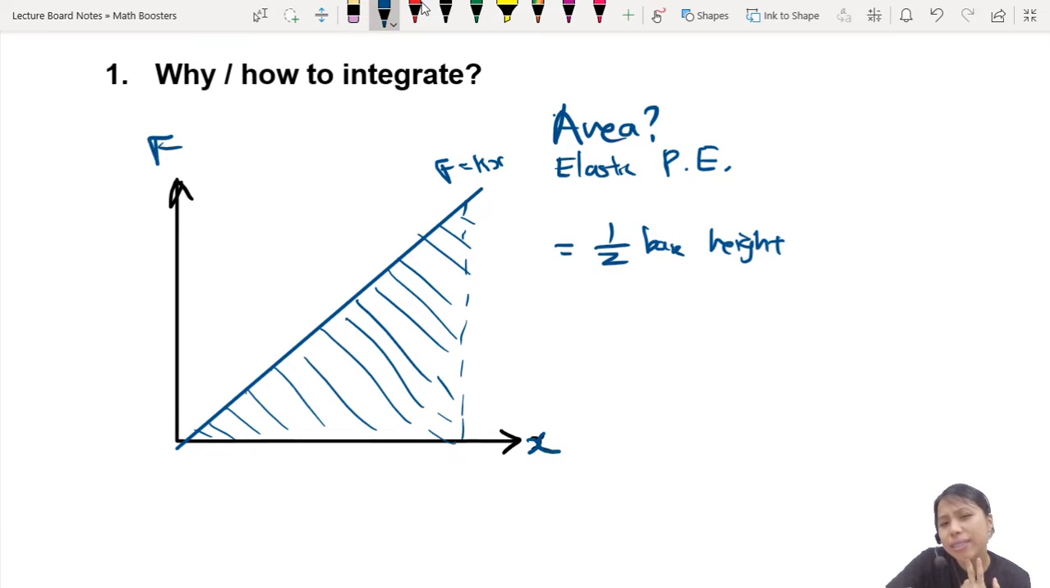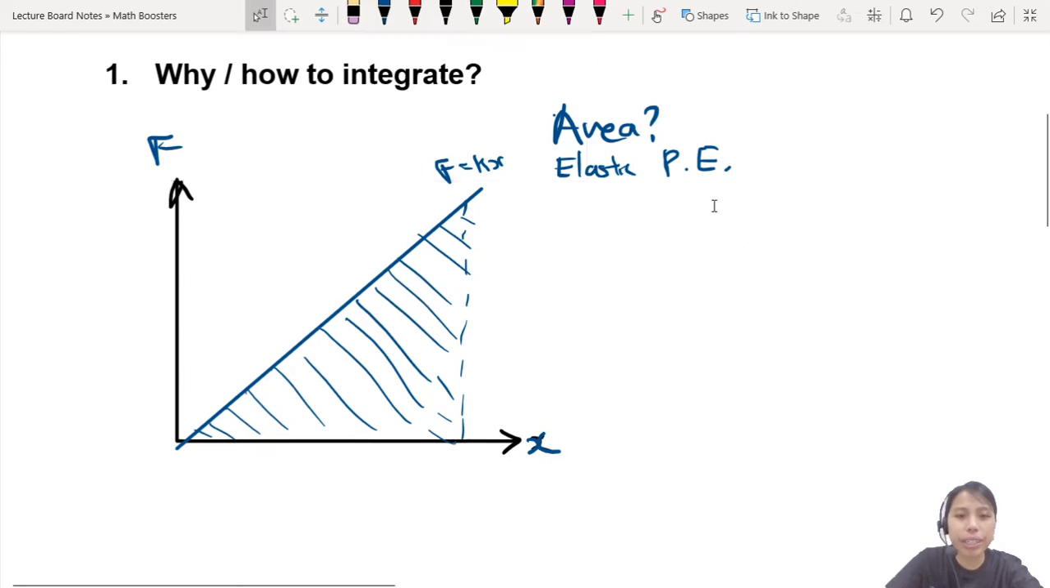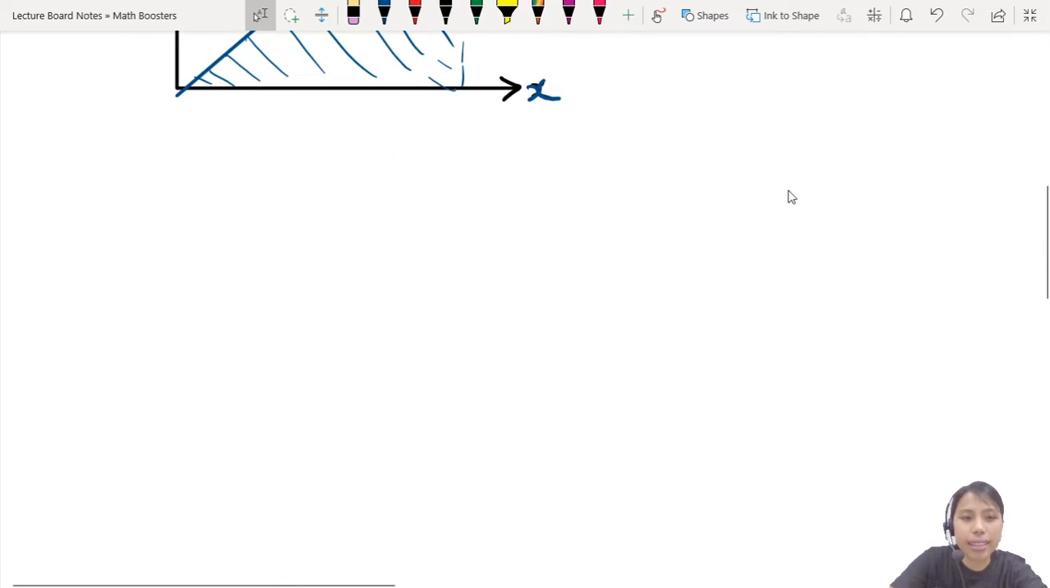But where does this half base times height come from? Actually, its fundamental lies in integration. So I'm going to show you another way you can do this without using the half base times height formula right away. There's this fancy thing called integration, where it's like this.